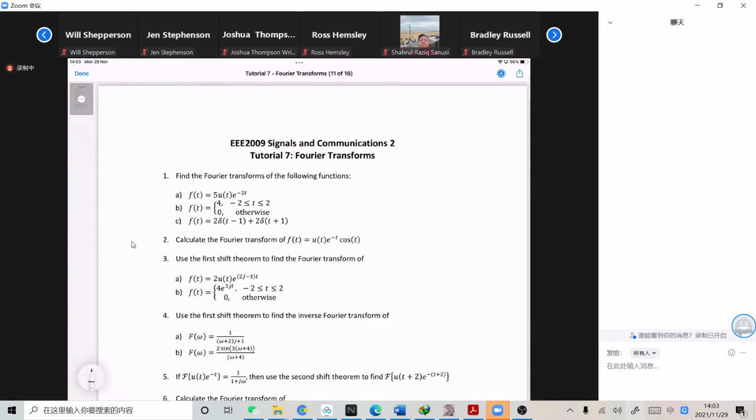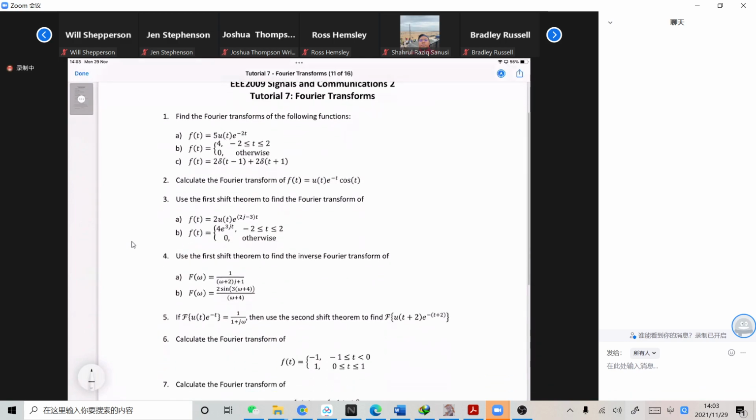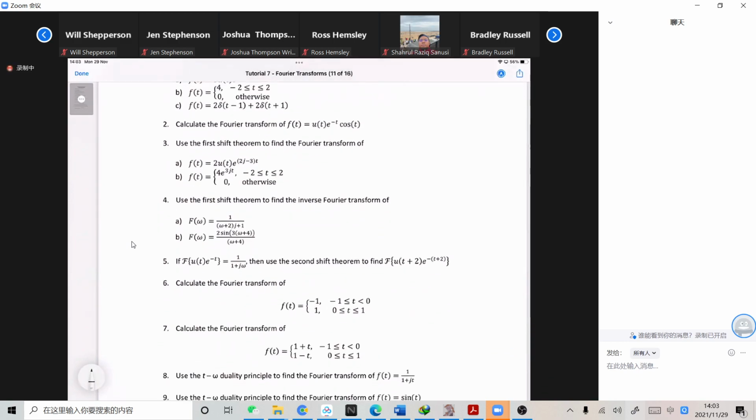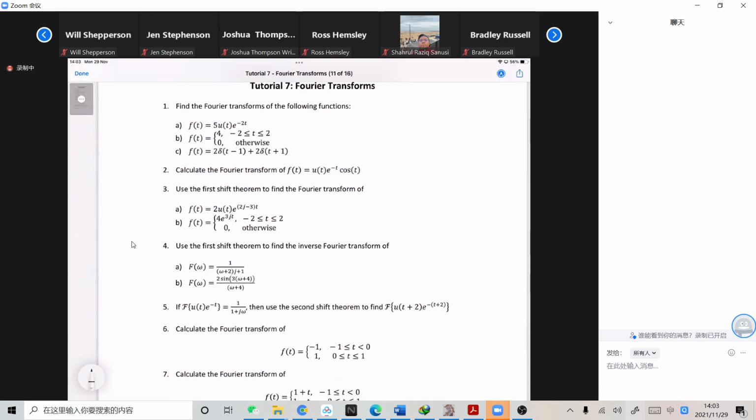Okay, so hello everyone. This is our tutorial on Fourier transforms, and I need you to have access to tutorial 7 on the Canvas page so you can see the questions, and we'll go through some of the solutions. I shall upload the solutions to this tutorial very shortly. Right, so can you all see my tablet?